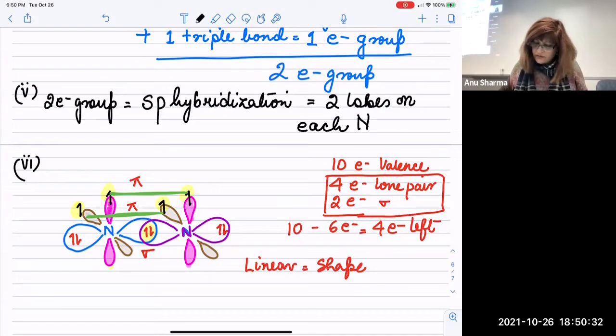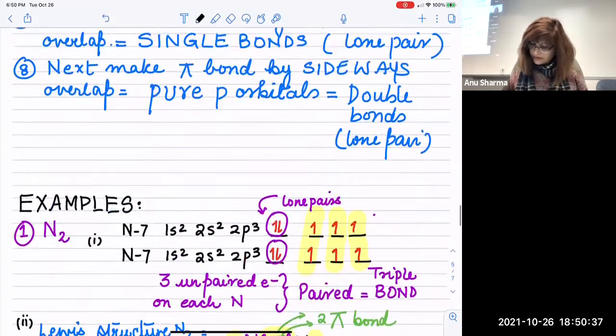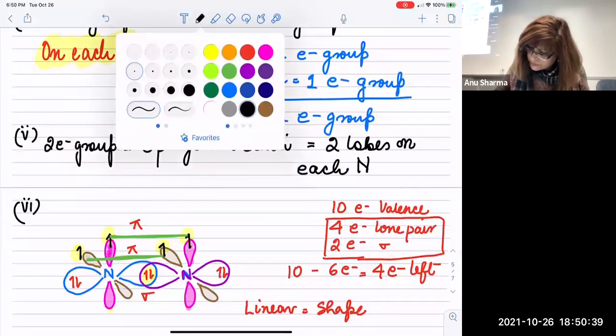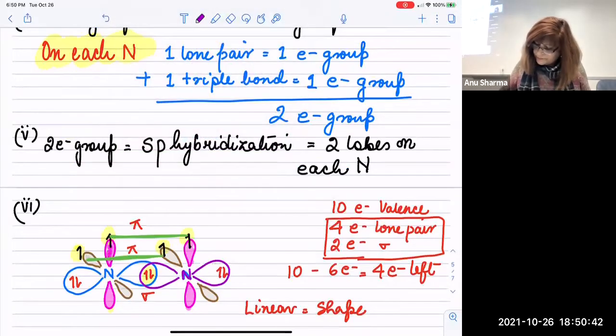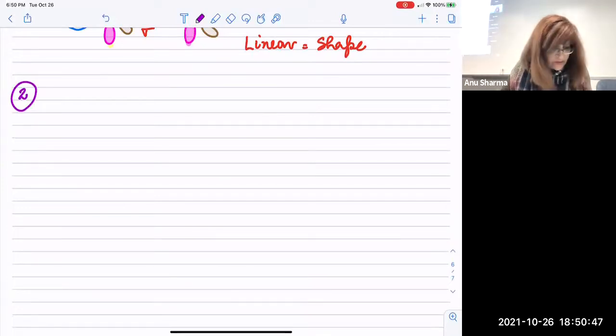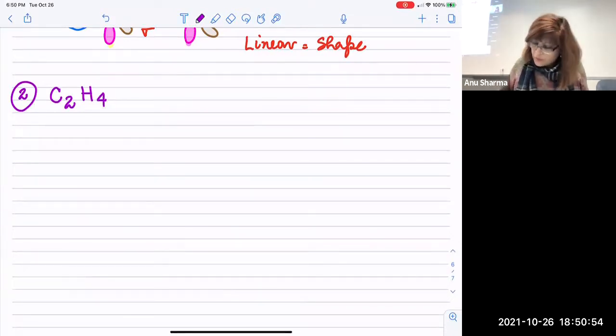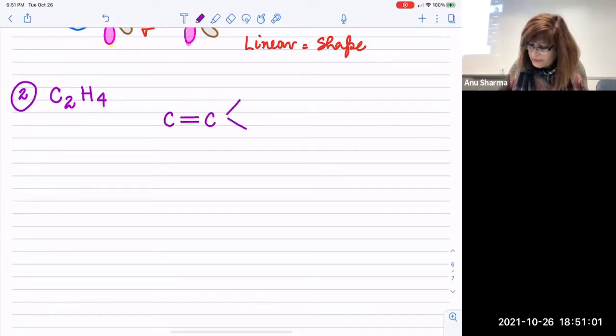sp2, okay, this is a multi-atom example, in C2H4. So C2H4, the shape is C and C, because hydrogen can only make one bond. Carbon can make four bonds. So obviously, this is their Lewis structure.